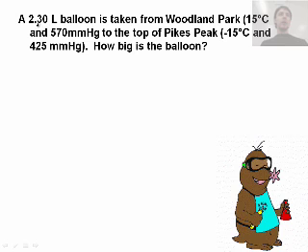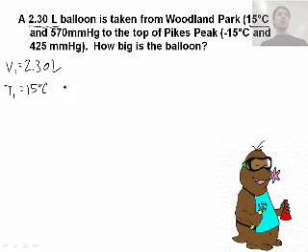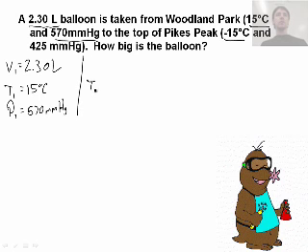Alrighty, so here we have a 2.3 liter balloon. That's a volume. That's a V1. 2.30 liters. Woodland Park, 15 degrees Celsius. So that's a temperature, T1. 15 degrees C. And then that's the pressure here. P1 is 570 millimeters of mercury. Okay, we have a new condition at the top of Pikes Peak. We have a T2, which is negative 15 degrees Celsius. We have a new pressure, P2, which is 425 millimeters of mercury.